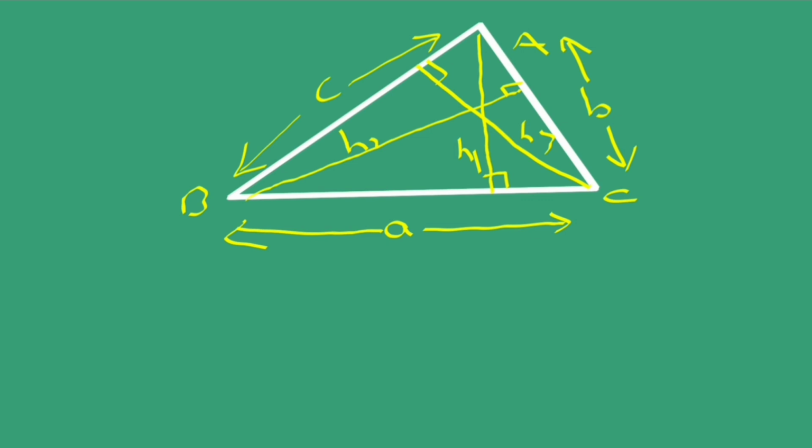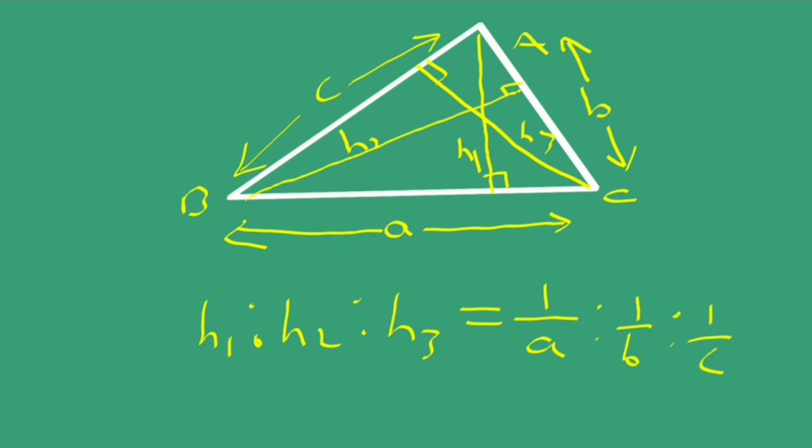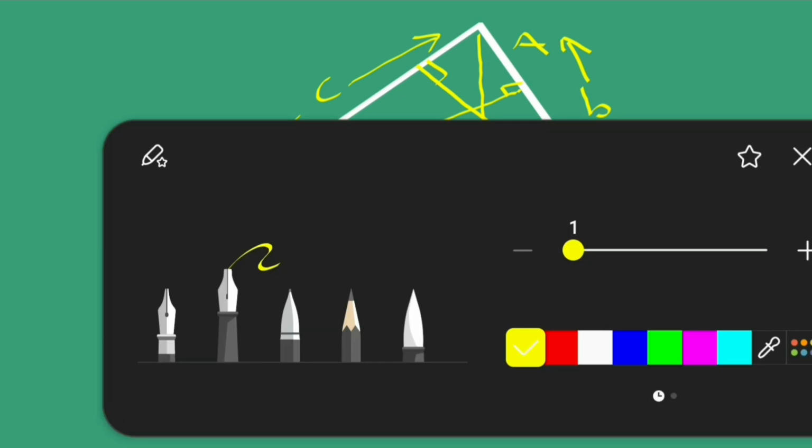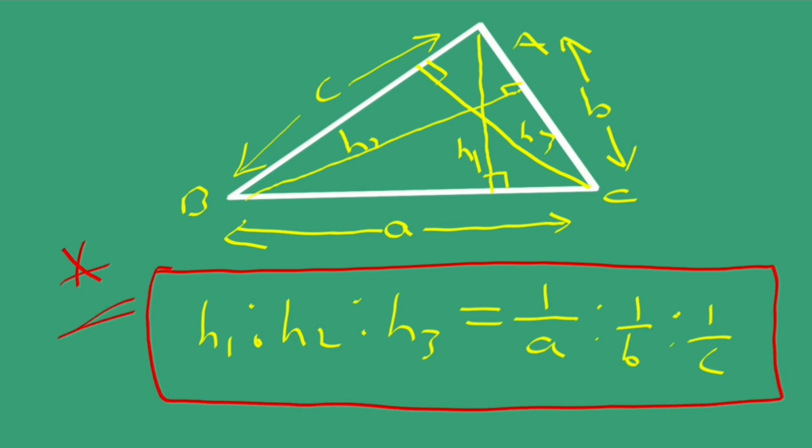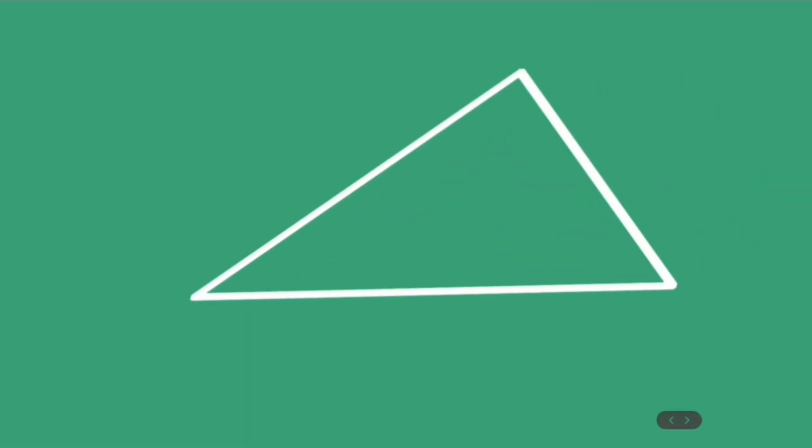Now the relation between the sides' lengths and the altitude lengths is H1 : H2 : H3 = 1/a : 1/b : 1/c. This is the relation between altitudes and side lengths. Okay, this is also an important condition. Remember this one also. Next.